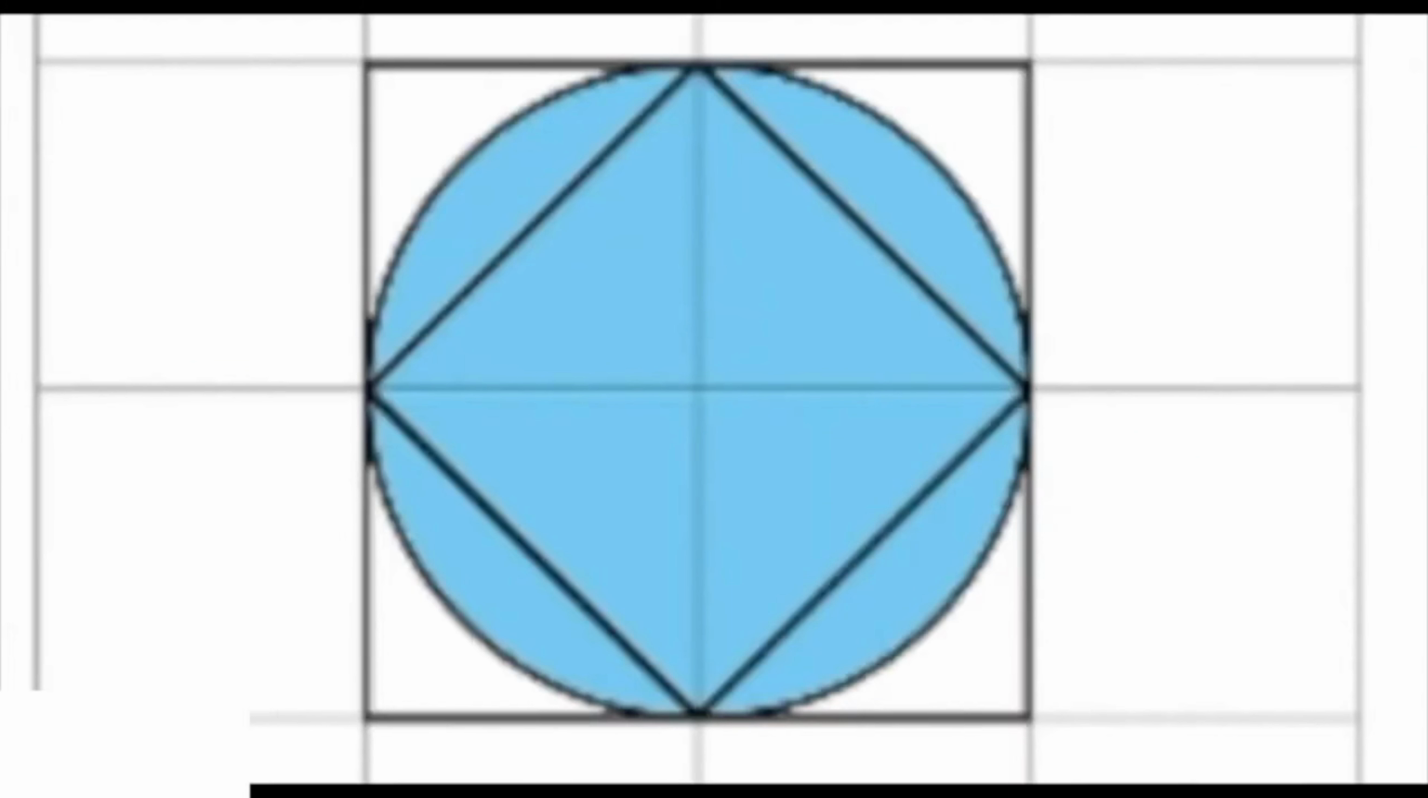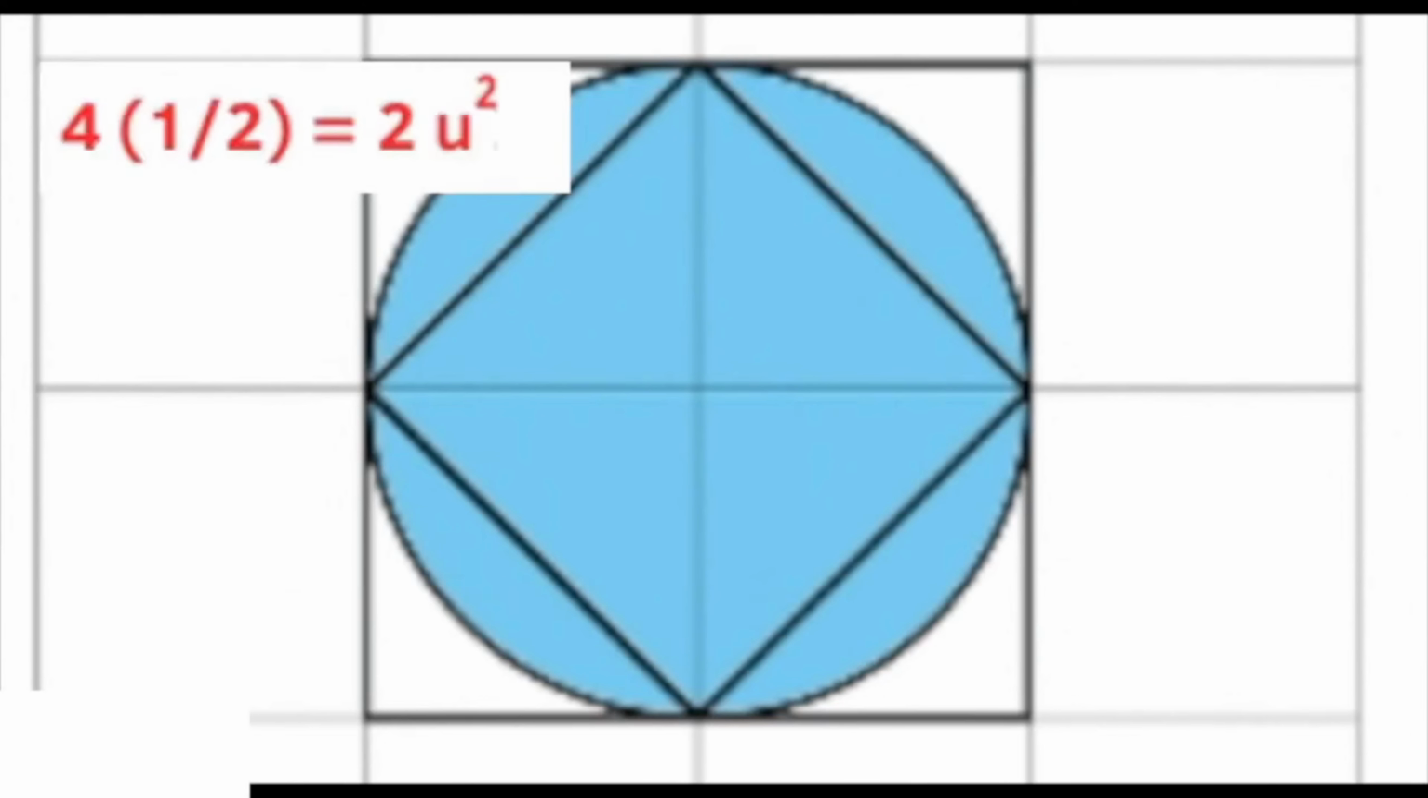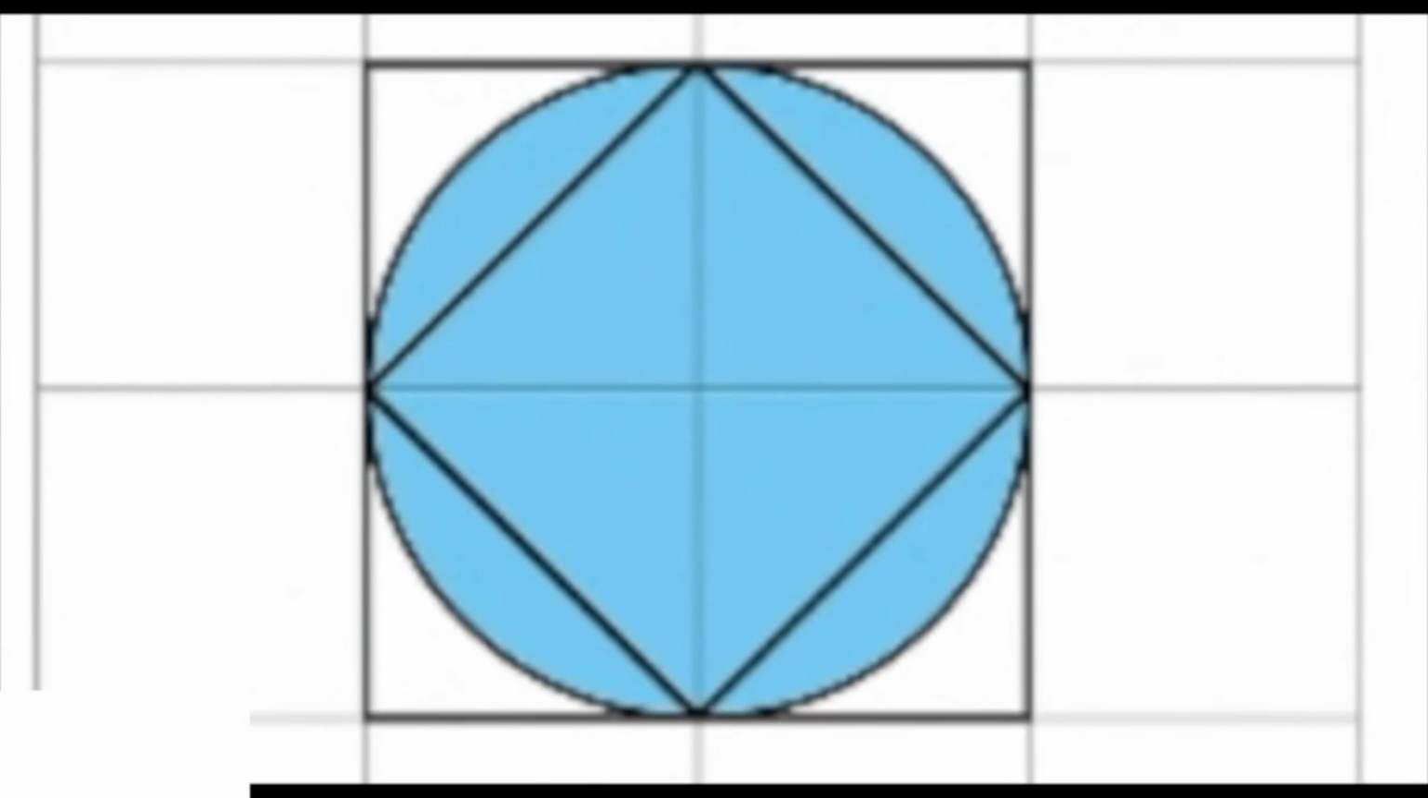Now let's look at the area of the smaller square inside the circle. This smaller square is made up of 4 small triangles. Each of those 4 small triangles are 1/2 of a square unit. So 4 halves actually equals 2. So this smaller square has an area of 2 square units. That means that the area of the circle is larger than 2 square units, but smaller than 4 square units.